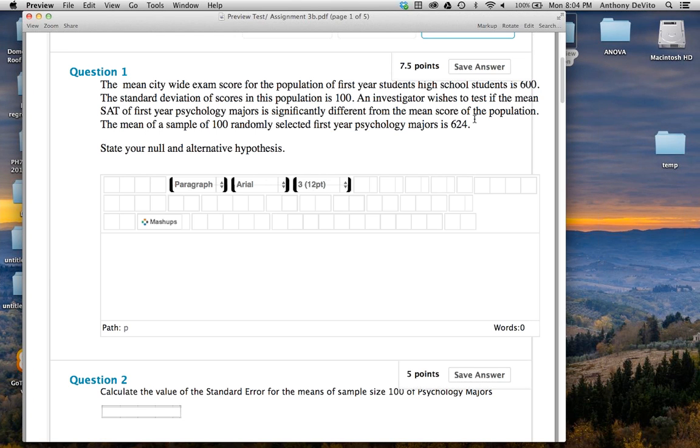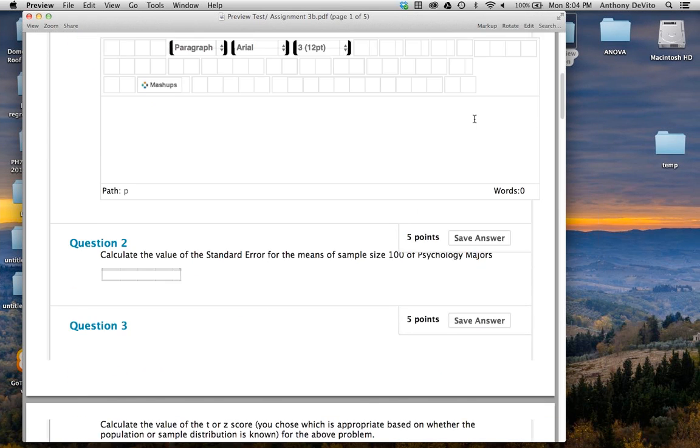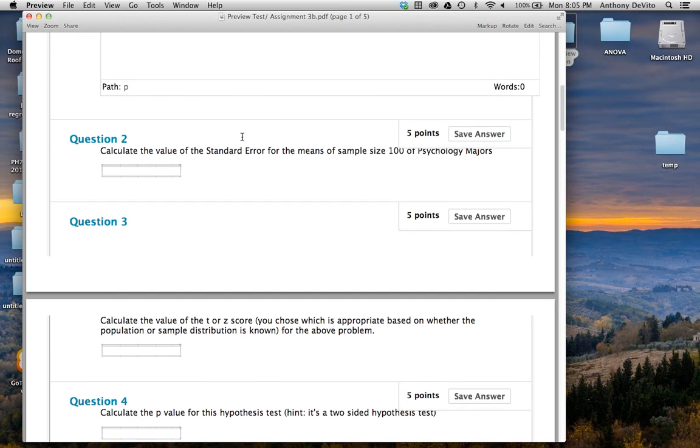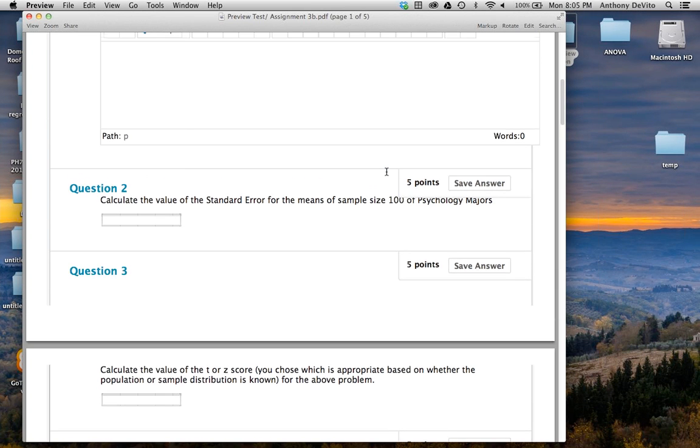So you can either put it this way: the mean of psychology majors equals the mean of all students, or the mean of psychology majors is equal to 600, which we know to be the mean of all students. The alternative hypothesis: the mean of psychology majors does not equal 600, or does not equal the mean of all students, which again we know is 600. It's the same thing.